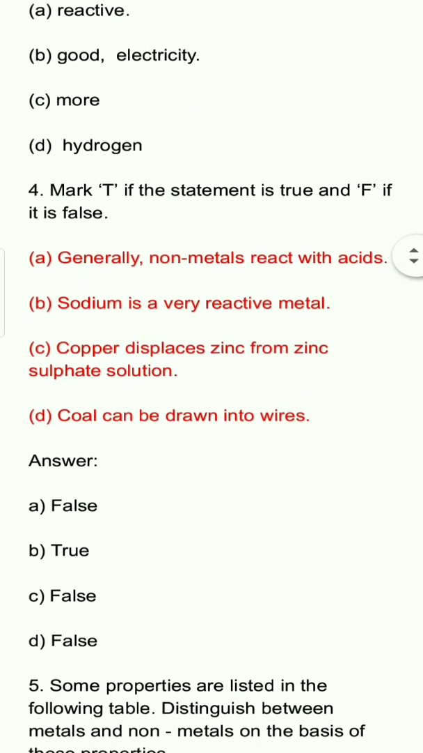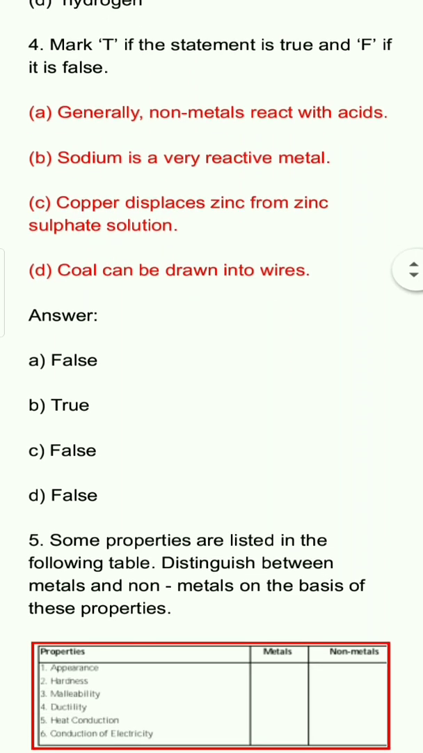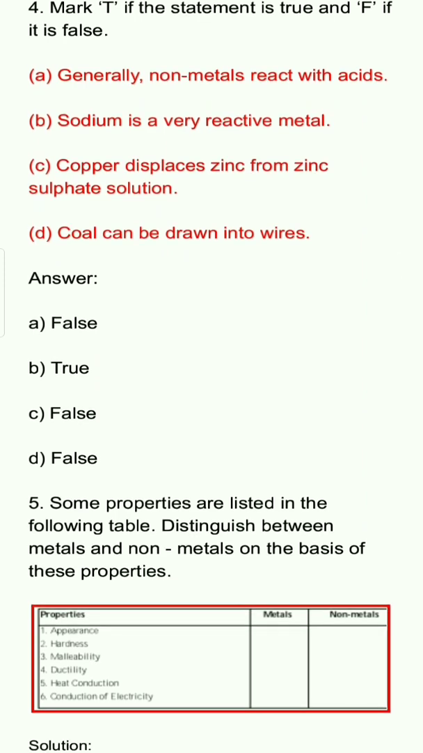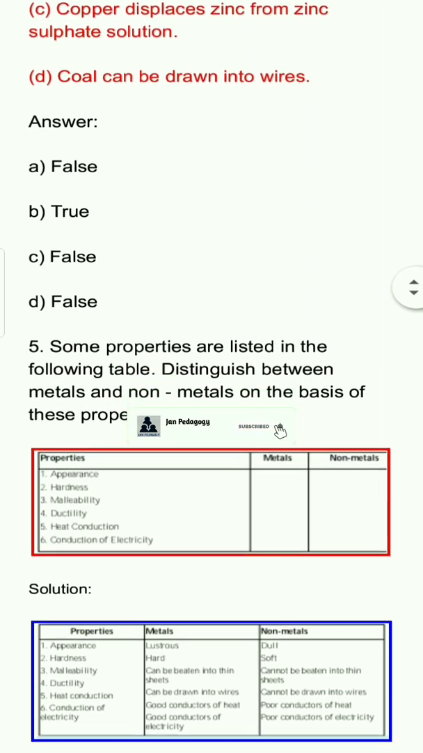Question number 4. Mark T if the statement is true and F if it is false. A. Generally, non-metals react with acids. Answer false. B. Sodium is a very reactive metal. Answer true. C. Copper displaces zinc from zinc sulfate solution. Answer false. D. Coal can be drawn into wires. Answer false.